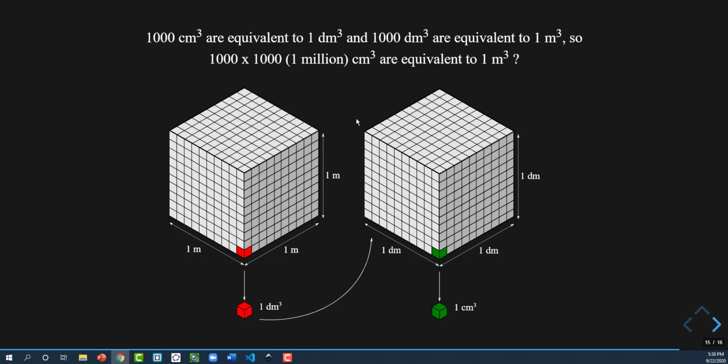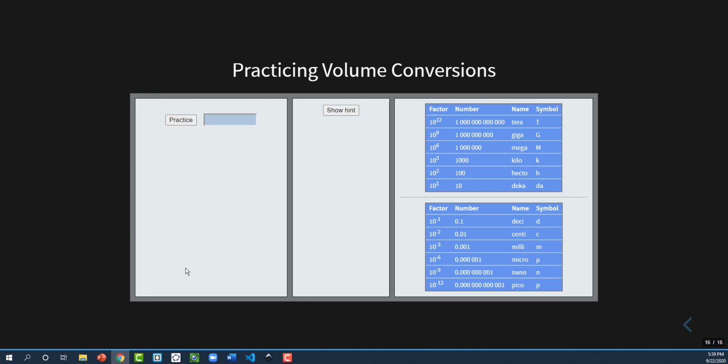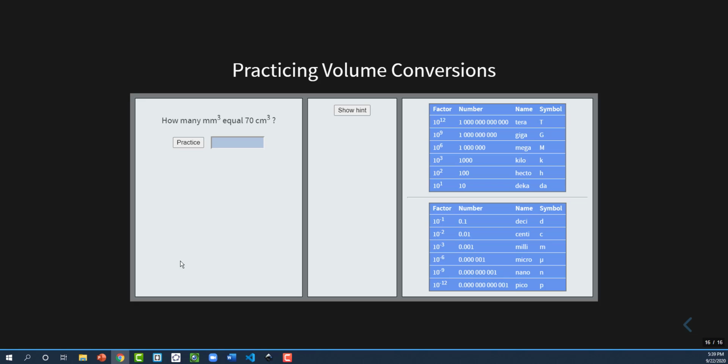Okay, with density problems and things of that sort, you'll probably get tripped up on that every once in a while. So let's make sure we can at least do these volume conversions pretty readily. This is the most common one we'll be faced with, cubic meters to cubic decimeters and down to cubic centimeters. But for good measure, let's just randomly have these chosen for us to see that it's always the same procedure to solve these problems. So here's a practice problem for us. How many little cubic millimeters are equal to 70 cubic centimeters?